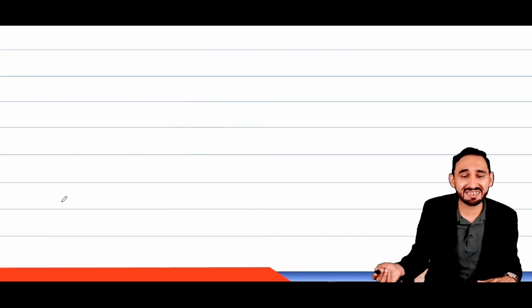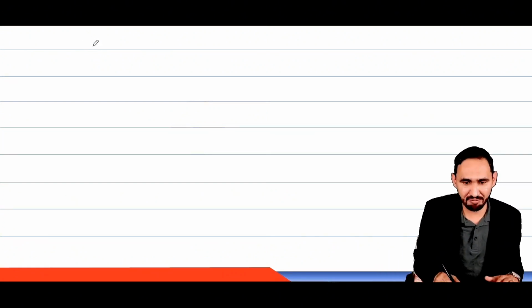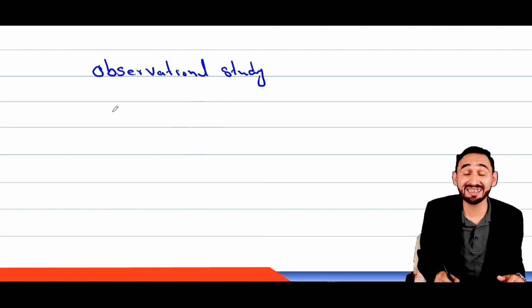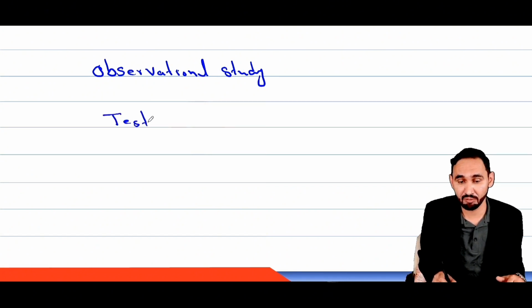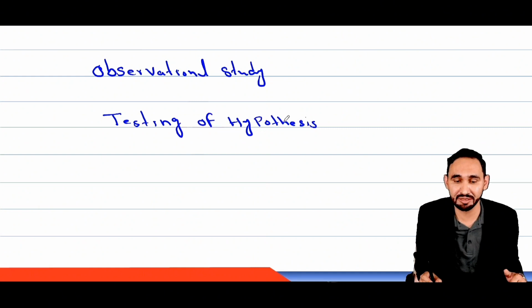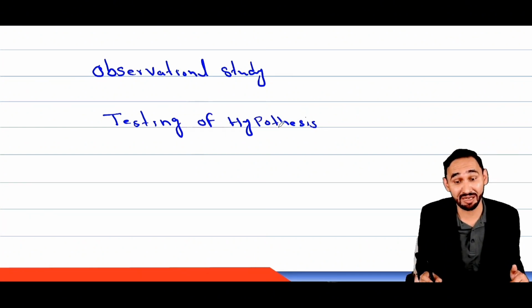What is analytical study? Analytical study is a type of observational study. No intervention is being done in analytical studies, so it is observational. And in analytical studies, we test the hypothesis. Testing of hypothesis is done in analytical studies. We formulate the hypothesis in descriptive studies and test in analytical studies. They may be prospective or retrospective.